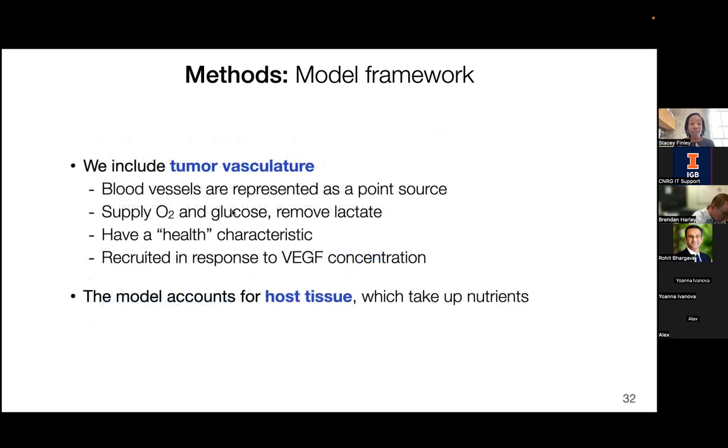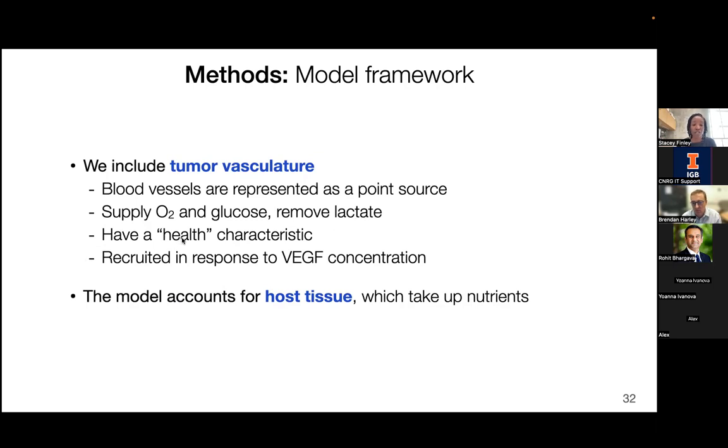So we do model the tumor vasculature in this agent-based model, but it's very simple. We have blood vessels that are represented just as a point source. So we're not interested in the morphology of the blood vessels or the blood flow through the vessels. We're just interested in having them be a source of nutrients such as glucose and oxygen, and also a way to remove or take up lactate to remove the hydrogen ion from the local microenvironment.